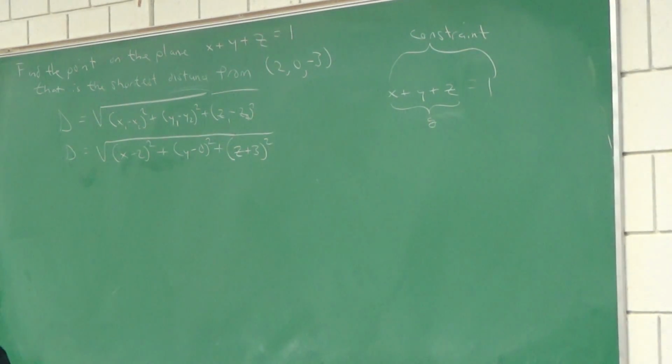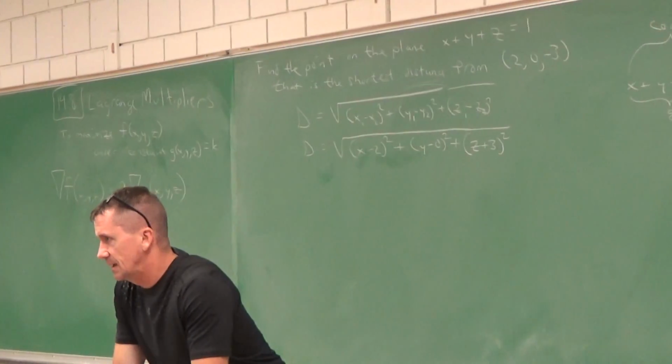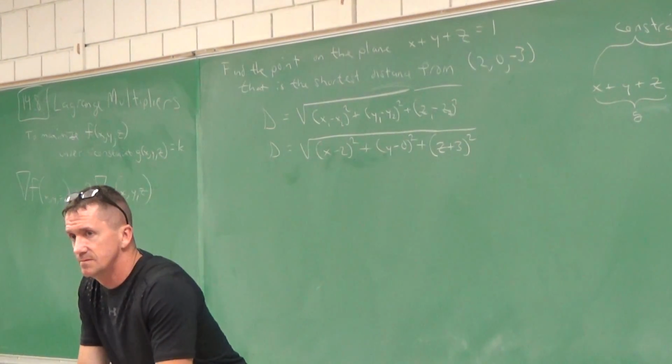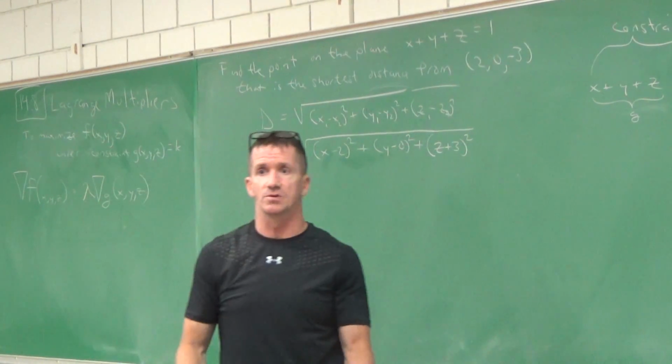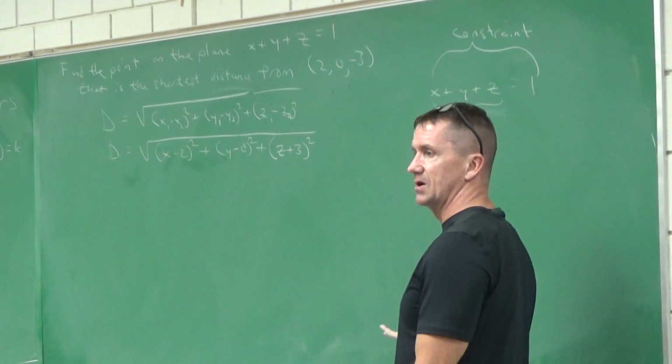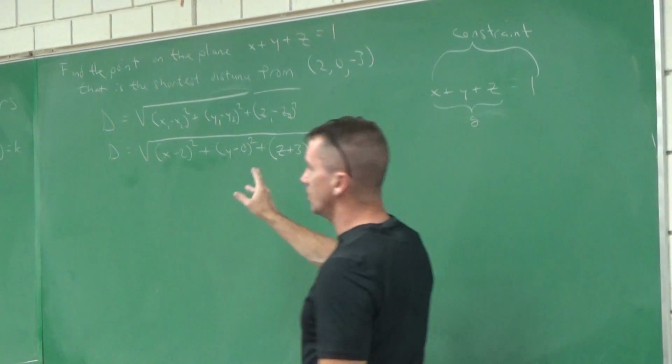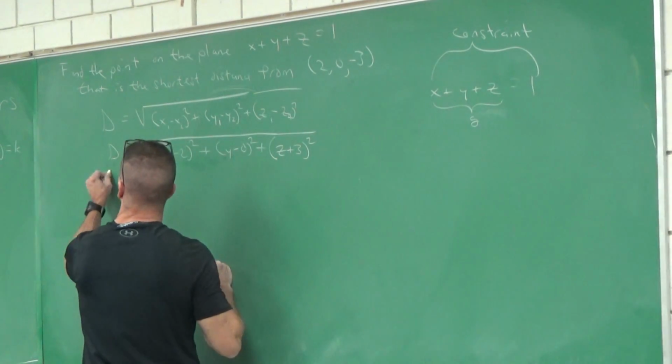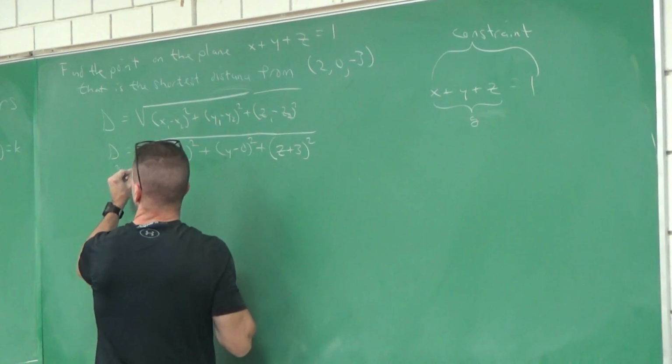I do want to point something out. Do you recall this from Calc 1? When it comes to minimizing or maximizing distance, you can just minimize or maximize distance squared. You get the same answer, if you want to avoid that radical. You can definitely do it. It's just going to make your derivatives a little bit harder because of the radical. But you can totally maximize or minimize distance squared.